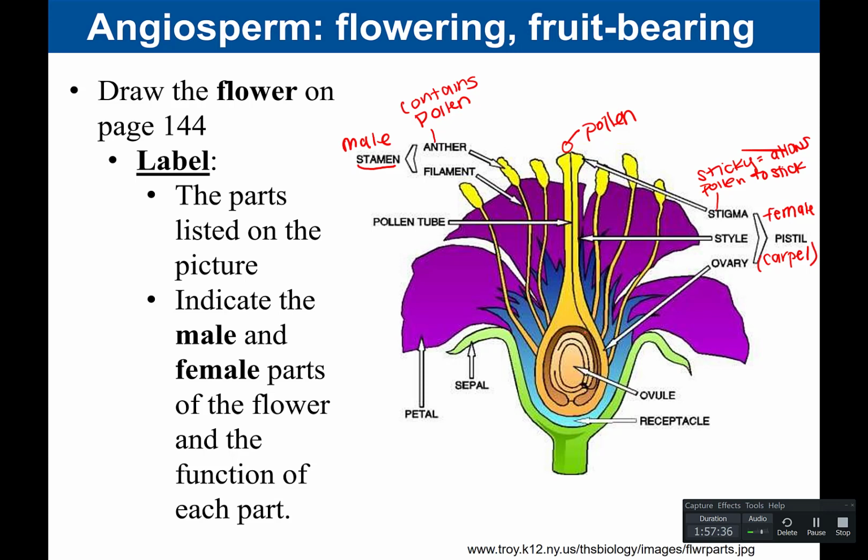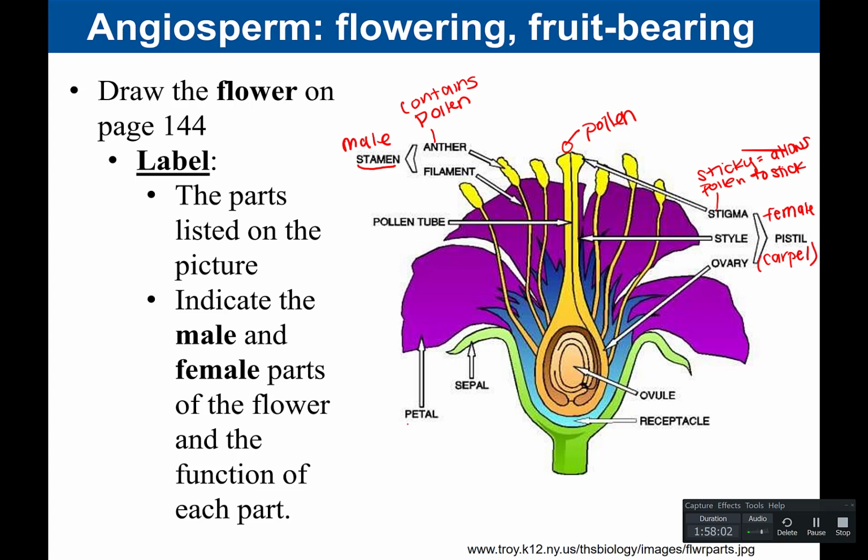Some flowers are what are called complete flowers. They have both male and female reproductive parts on the same flower. And other flowering plants are incomplete, meaning you have a separate plant for the male and the female. It doesn't have both in the same plant. But this example that you're seeing here is a complete flower. It has both male and female in the same plant.